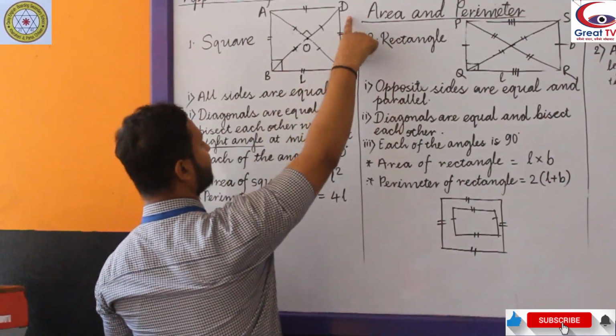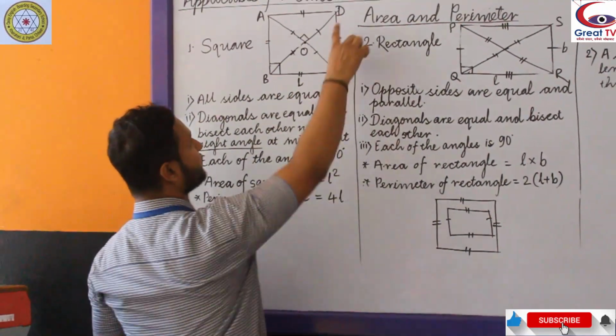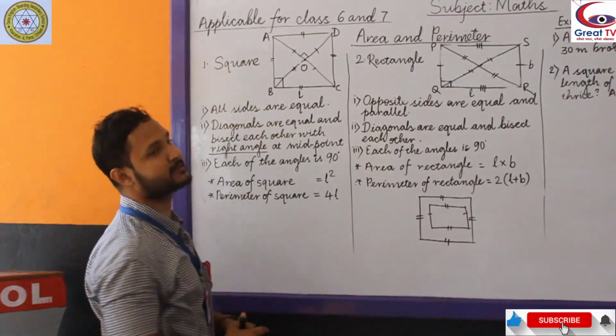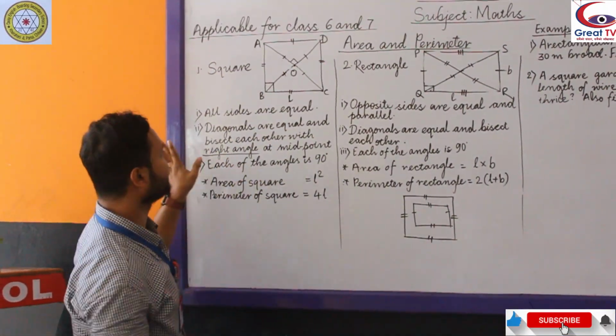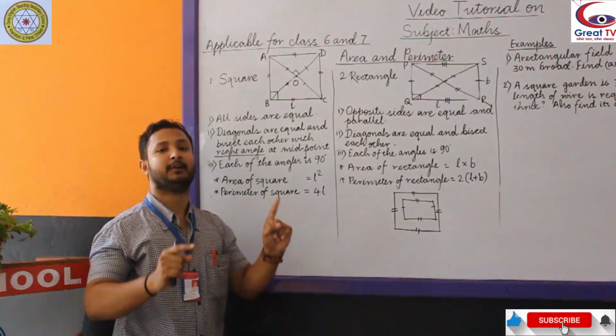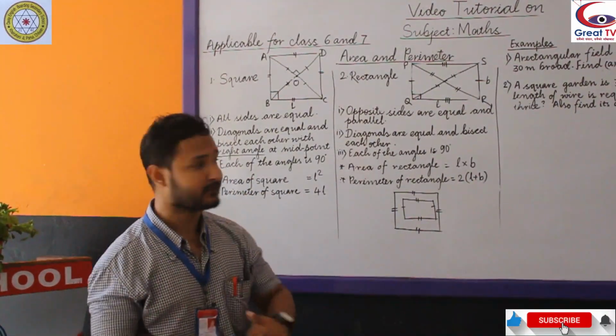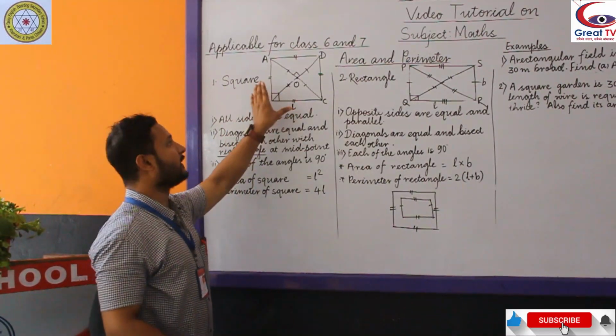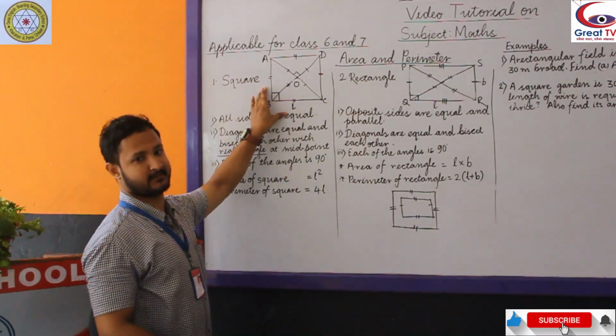BC and CD, they are also adjacent to each other. CD and AD, they are also adjacent to each other. Okay? So, to get area, we have to find the product of the adjacent sides.